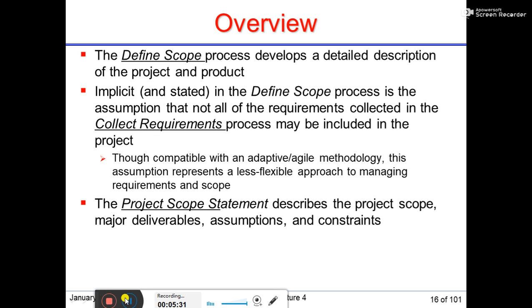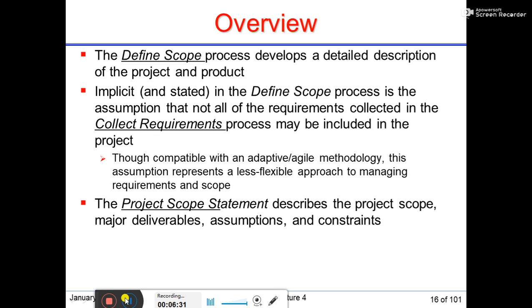So actually that defining scope process develops a detailed description of the project and the product, which is inherently defined by the scope of the project. In the define scope process there is an assumption: not all of the requirements collected in the collect requirements process may be included in the project. There is no direct relation between these two; however much information or requirements you have collected, all of them might not be in the development of the project, which will be reflected implicitly in defining the scope.